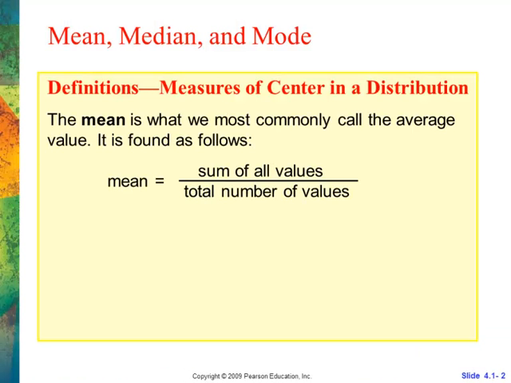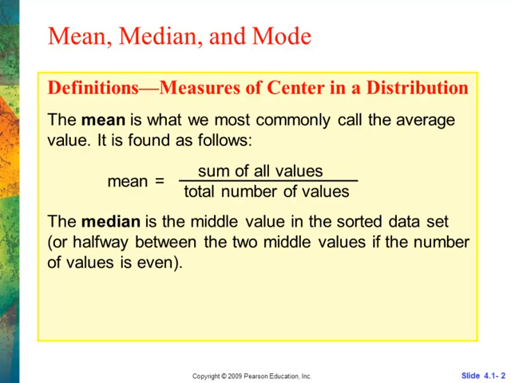Mean is what we know as the average. We take the sum of all the values and divide by how many things there were. You learned this in 5th grade.